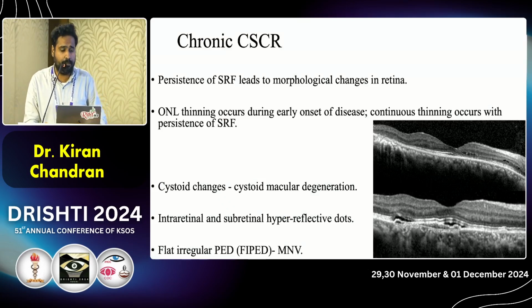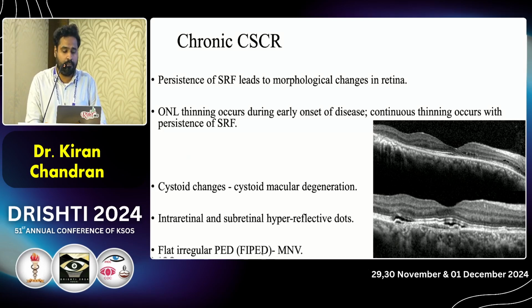Chronic CSCR happens when there is persistence of subretinal fluid for more than around 6 months, and this leads to morphological changes in the retina. The changes start from the outer nuclear layer, the ellipsoid zone can be affected, and when the disease reaches a state of chronicity, you get cystoid changes called cystoid macular degeneration. Intraretinal and subretinal hyperreflective dots are again signs of chronicity.